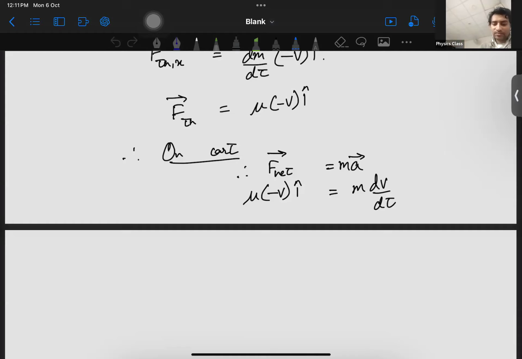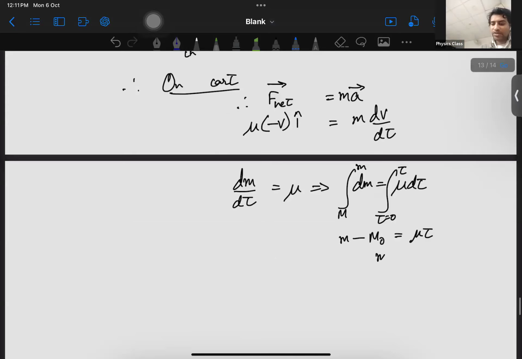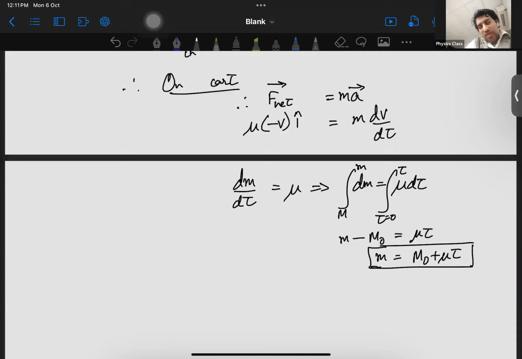So we'll write it this way: dm by dt itself is equal to mu, which is a constant, which means dm is mu dt, and you integrate on both the sides. At time t0, the mass was given as capital M. At any instant of time, the mass is small m. So m minus m naught is equal to mu into t, which means that m is m naught plus mu t. You can also directly write this, since dy by dx is a constant m, y will be mx plus c. C is the intercept, that is, at x equal to 0, the value of y.